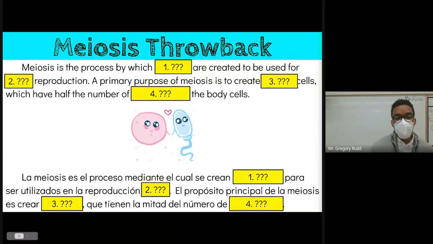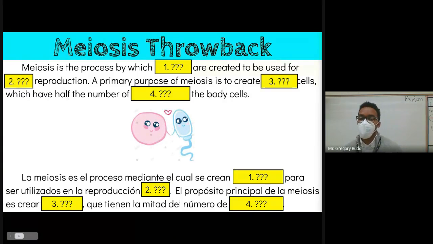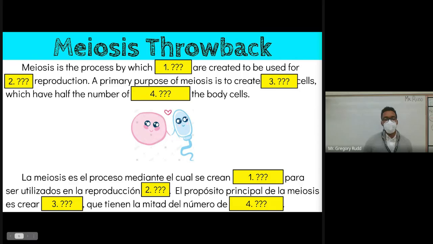We're going to have, I think, over the course of the next 3 slides, 5 sentences that will be missing some words. Let's see if we can fill in these words. The first one: meiosis is the process by which blank are created to be used for blank reproduction. What should be number 1 there? What's created by meiosis?